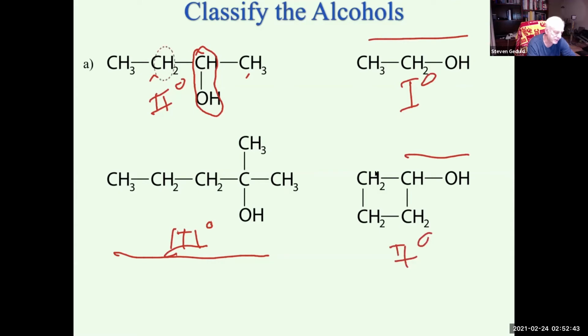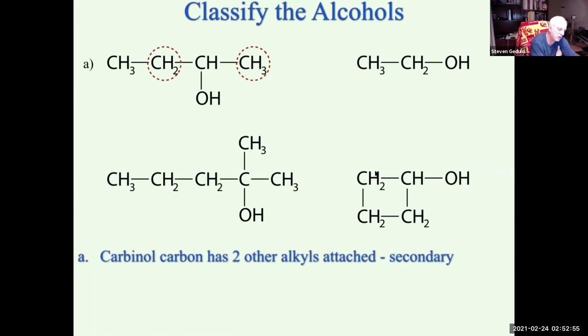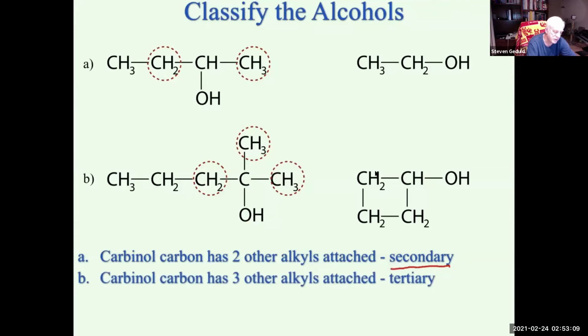That is perfect. Okay, then you remove the little dots we made, and we'll go through each one. It shows you 2 carbons attached to that carbon. So the carbonyl carbon has 2 other alkyls attached. It is secondary, just like we said. The next one, here's your carbonyl carbon, has 3 carbons attached. Okay, it is tertiary.